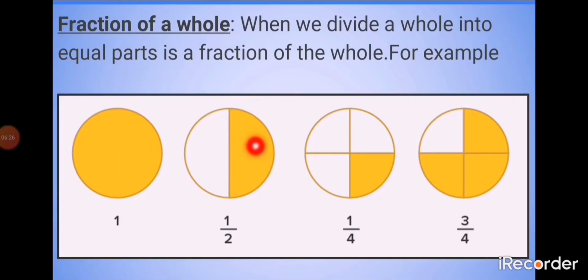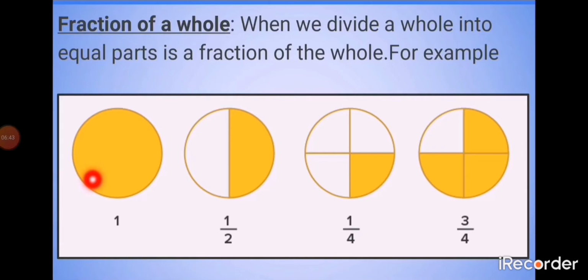Now look at the second shape. It has 2 equal parts. Yes, one part is colored, one is uncolored. Look at the third shape. It has 4 equal parts. One part is colored, 3 are uncolored. This is the fourth shape. It has 4 equal parts. One is uncolored and 3 are colored out of 4.